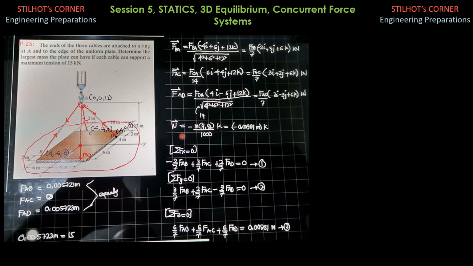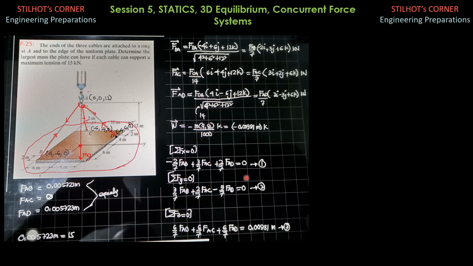Then the weight is negative m times 9.81, in newtons downward, so we divide by 1000 to be consistent with the units in kilonewtons. That would be negative 0.00981 m kilonewtons. So summation of forces in X equals 0. The X component of AB is negative 2 over 7 FAB, then the X component of AC is 3 over 7 positive, and the X component of AD is 2 over 7, equals 0.